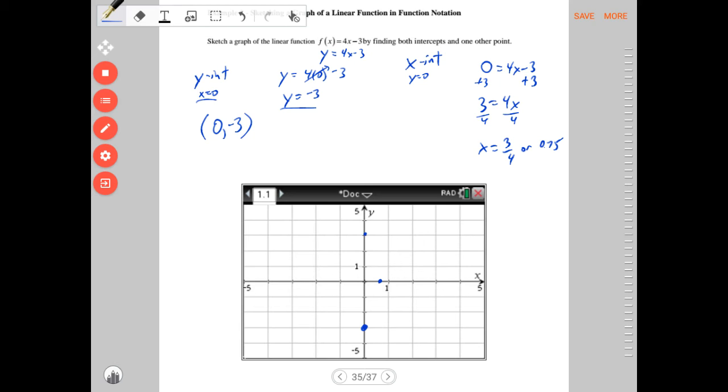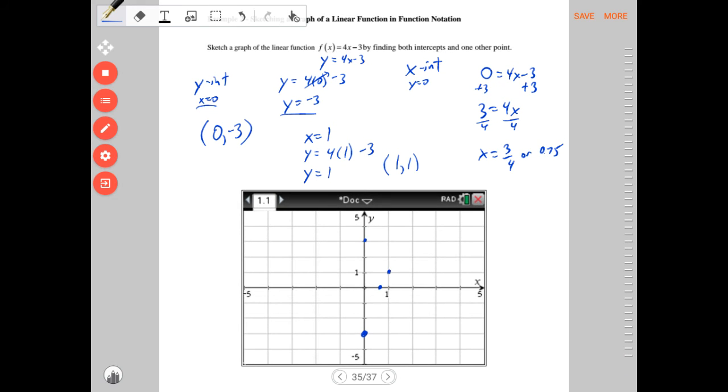We're also supposed to do one other point, it asked. The intercepts are when x equals 0 or y equals 0, so now I can pick anything, and it's always easier to pick the independent variable. So I'm going to pick an x, and I'm going to pick x = 1, because that's easy. So y = 4 times 1 - 3. 4 times 1 is 4, 4 - 3 is 1, so y = 1. When x = 1, y = 1, and that's this point right there.